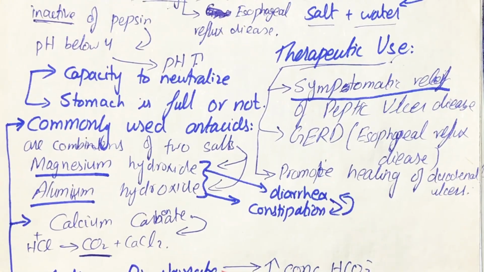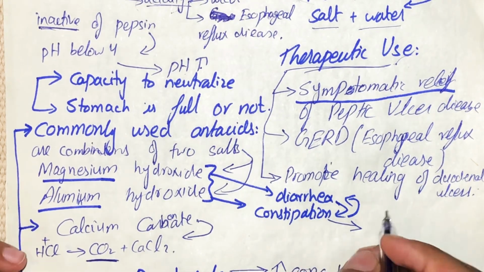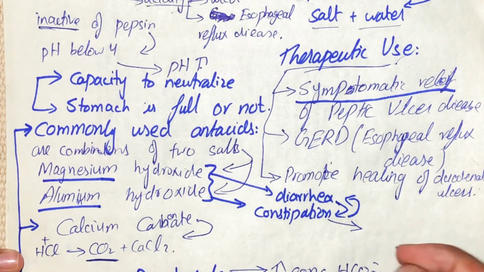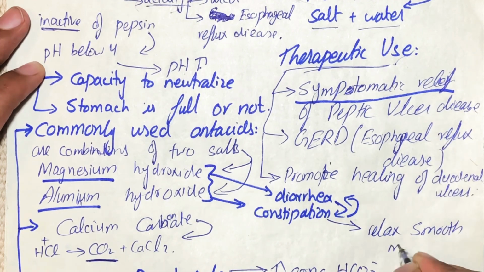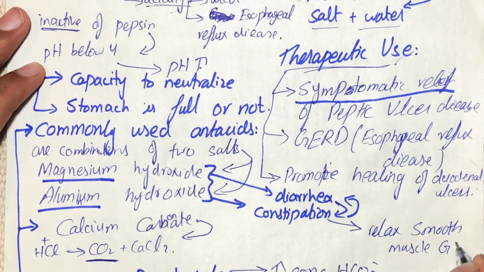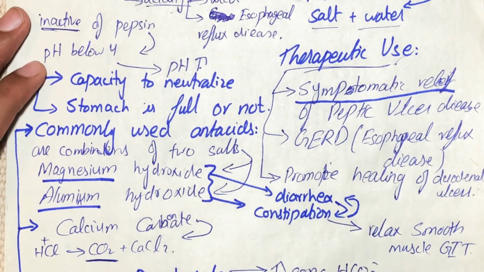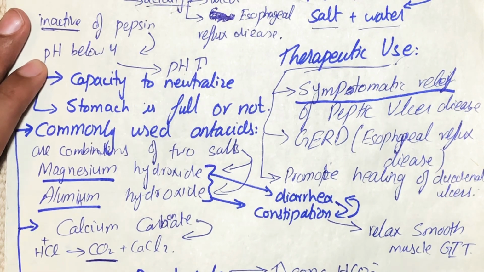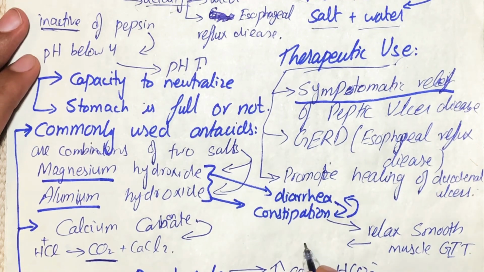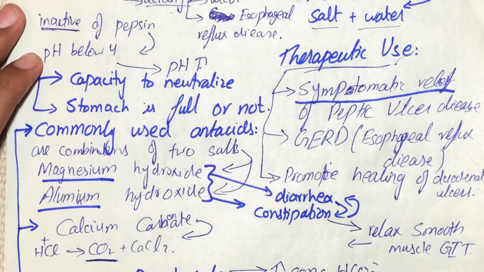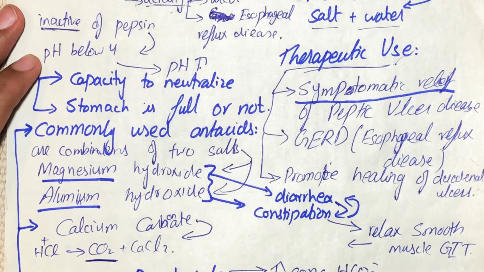One may think why it causes diarrhea or constipation. So why does aluminium hydroxide cause constipation? It causes constipation because aluminium relaxes smooth muscles of the gastrointestinal tract. So what happens when there is relaxation of the gastrointestinal tract? There will be less peristalsis movement, because peristalsis movements are actually a combination of relaxation and contraction of muscles, of smooth muscles actually.